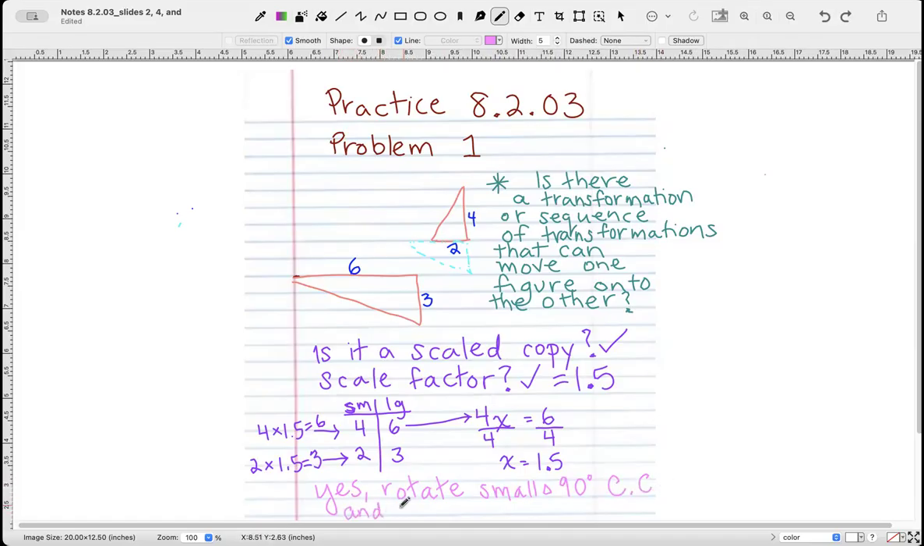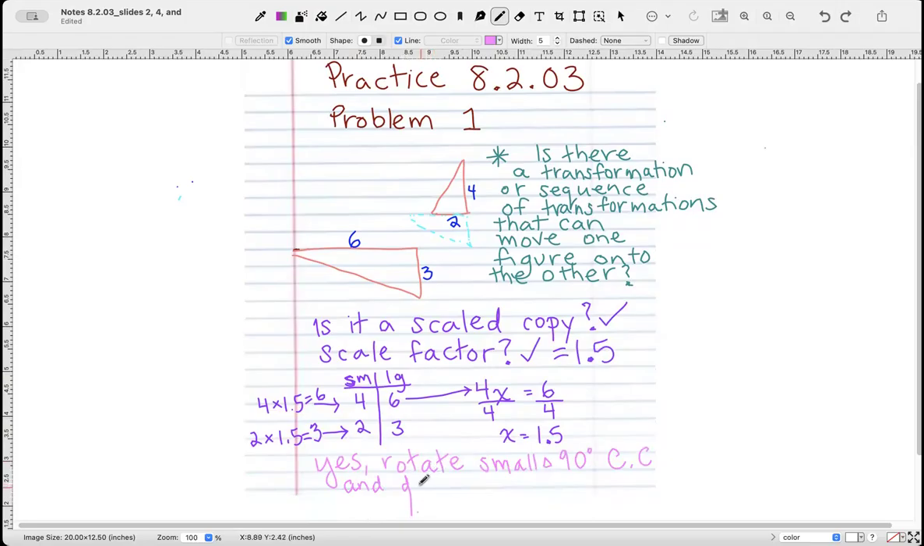and dilate, oops, whoa, undo that, and dilate with a scale factor, sorry, this is so messy, of 1.5.